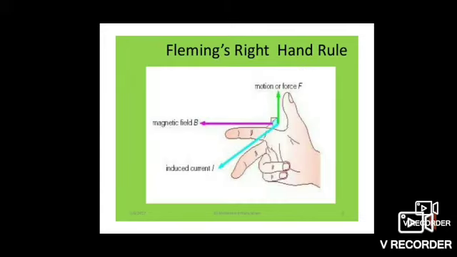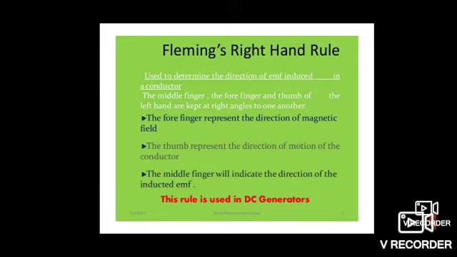So next one is Fleming's right hand rule. See the diagram. This rule is used to determine the direction of EMF induced in a conductor. The middle finger, the forefinger and the thumb of the right hand are kept at right angles to one another.